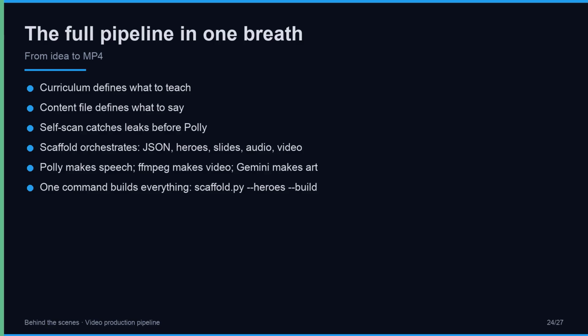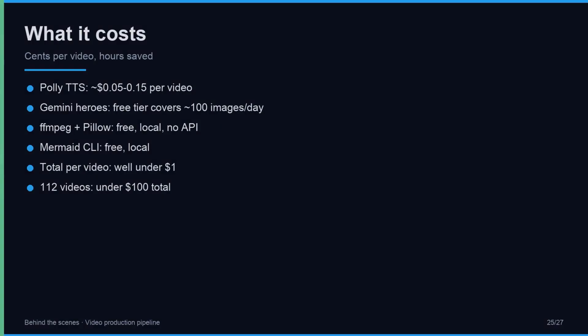One breath, one pipeline. Here is the cost breakdown. Polly TTS costs approximately 5 to 15 cents per video. Gemini hero images are covered by the free tier, about 100 images per day. FFmpeg and Pillow are free, local tools, no API calls. Mermaid CLI is free and local. The total cost per video is well under $1. For the full Phase A, 112 videos, the total production cost is under $100. That is the power of a fully automated pipeline. Under $100 for 112 videos.